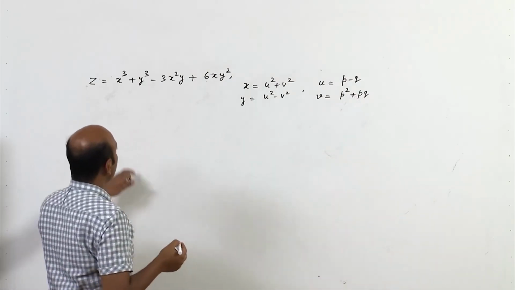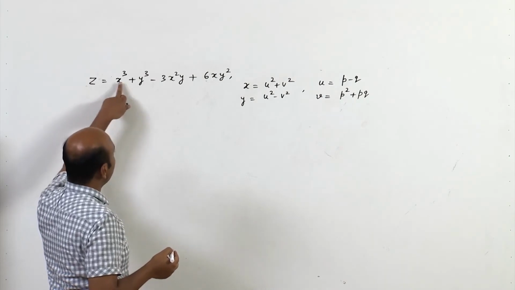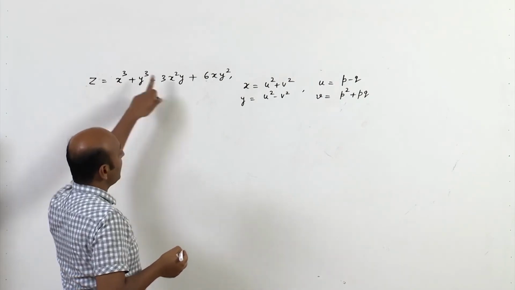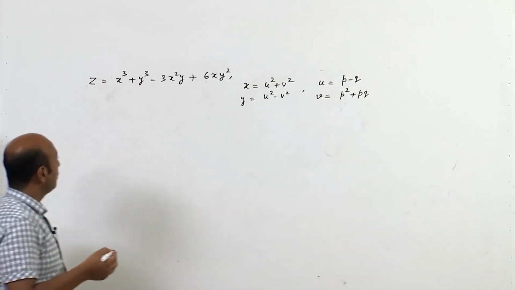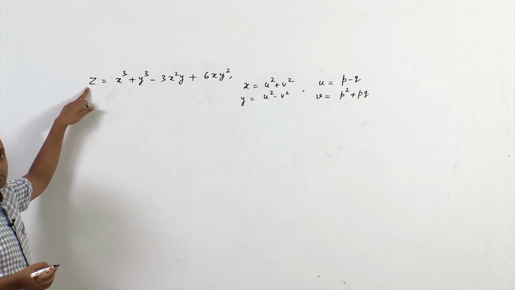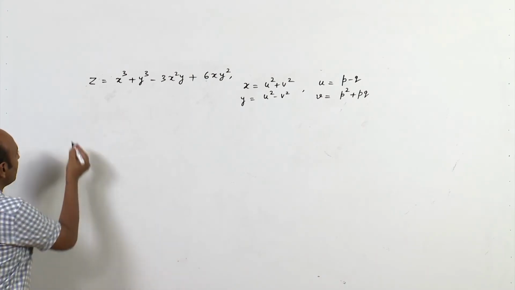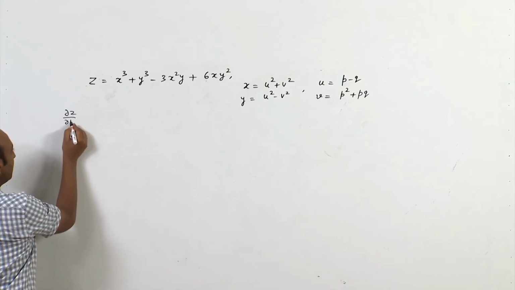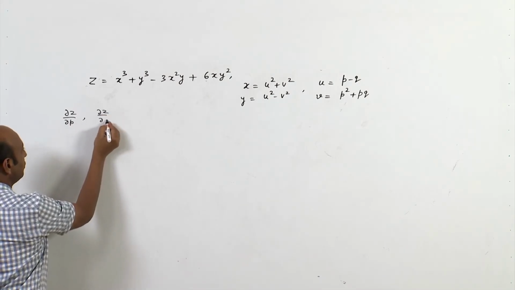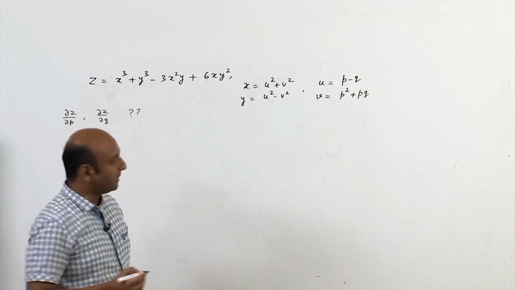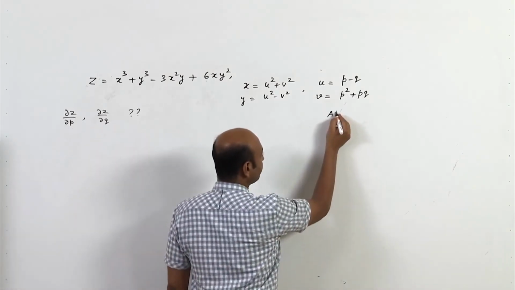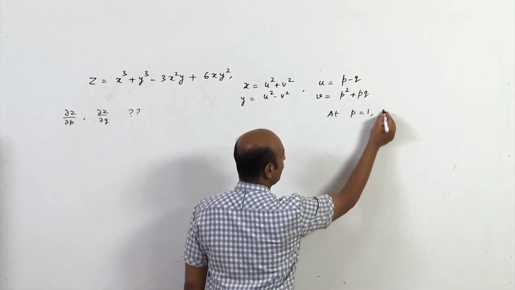So, when you substitute x as u square plus v square and y as u square minus v square, and again u as p minus q and v as p square plus pq, z will be a function of p and q. So, we have to compute del z by del p and del z by del q in this problem at p equal to 1 and q equal to 0.